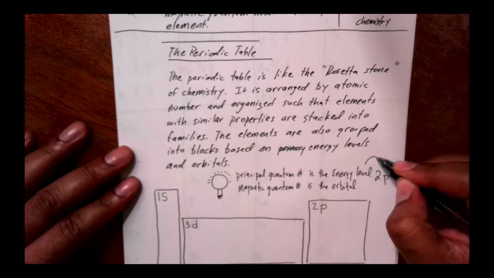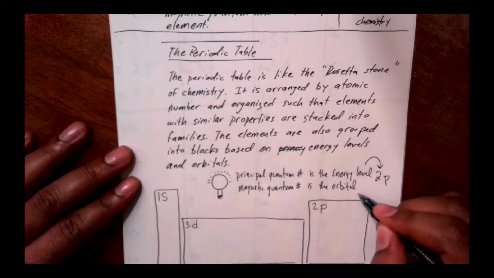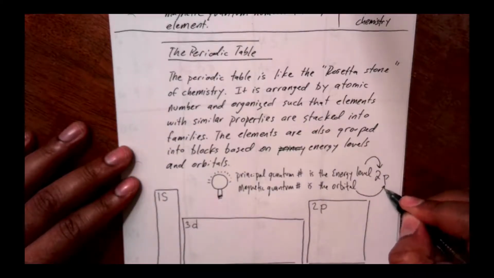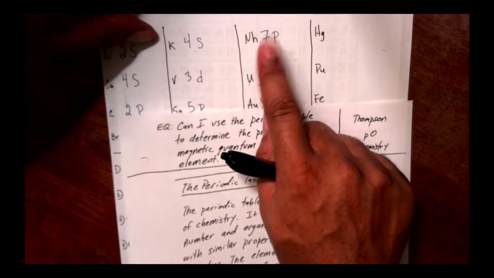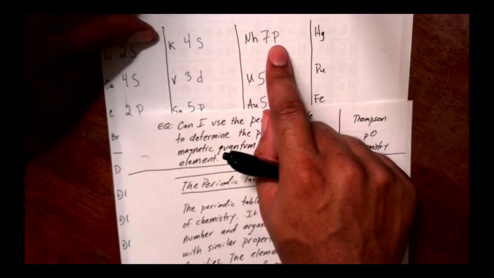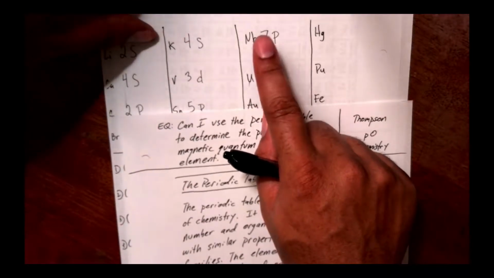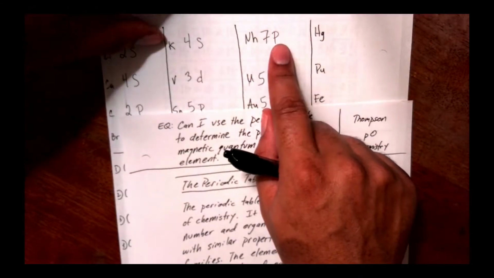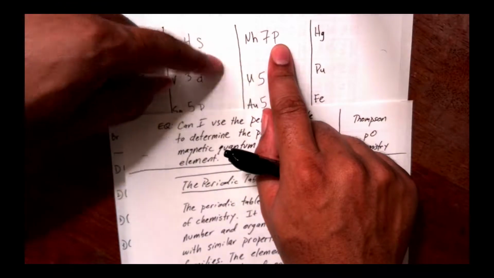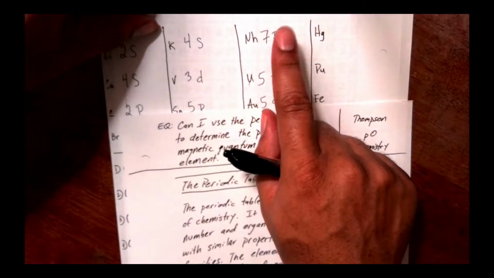2p. This is the principal quantum number, and this is the magnetic quantum number. So this is what you guys have been doing. So here, the principal quantum number is the number. The magnetic quantum number is the letter. The principal quantum number tells us what energy level we're on, and the magnetic quantum number tells us what orbital that electron is spinning in.